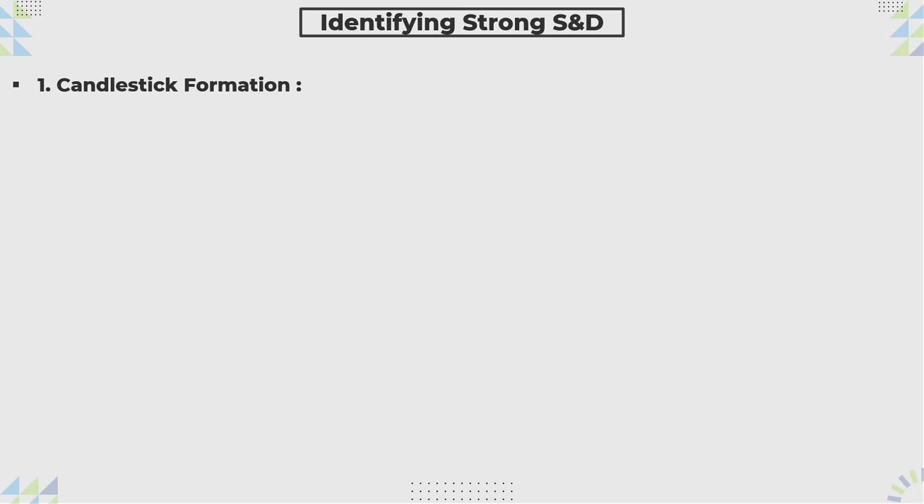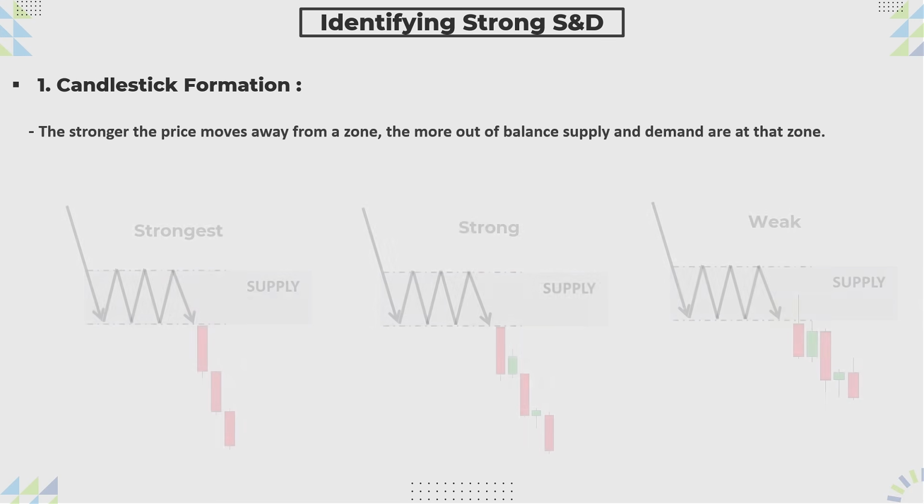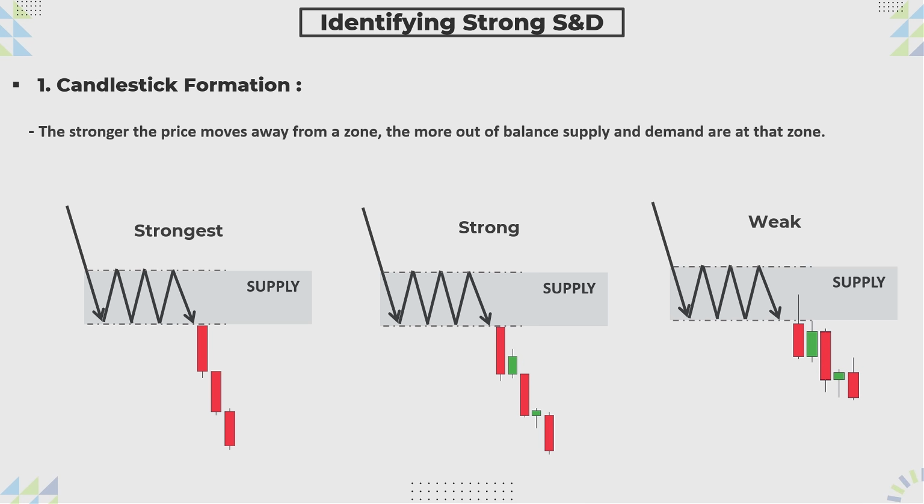One of the main factors to consider when measuring the strength of a supply or demand zone is the power and candlestick formation of the price during the expansion movement. The stronger the price moves away from a zone, the more out of balance supply and demand are at that zone. This indicates the footprint of a heavy order placed by smart money in that area, making it more likely that the price will respect and react to that zone. As you can see from the examples, when the expansion wave weakens, the supply area also becomes weaker and loses its strength. The most substantial supply area among the examples is where the expansion has the strongest bearish momentum.